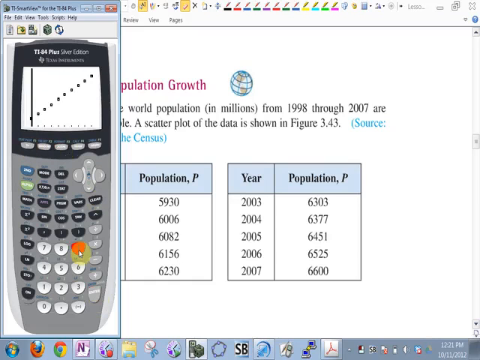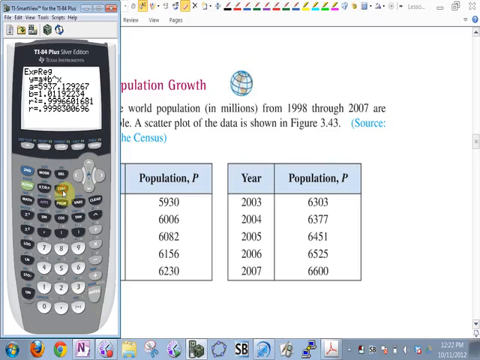There we go. Looks linear, right? But we want to do an exponential regression instead, so we can get that: calc, exponential regression, L1, L2. Look at that. The correlation coefficient was 0.9998. That's insane. It's almost a perfect fit.